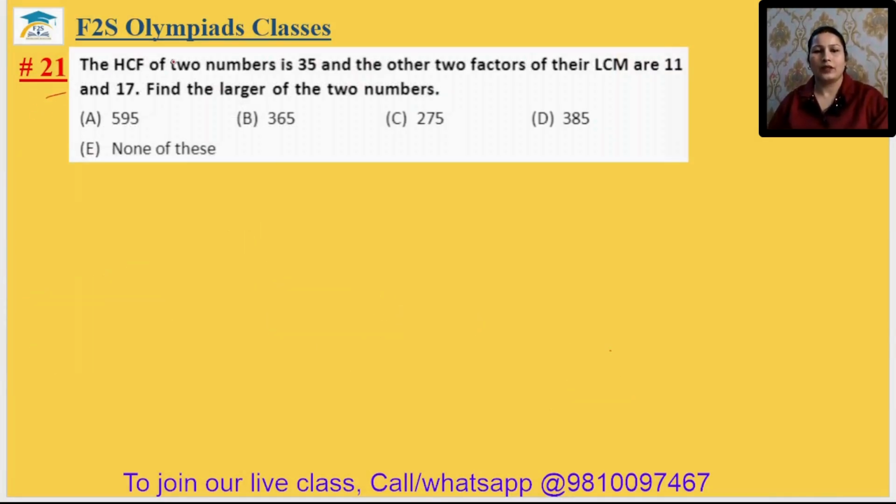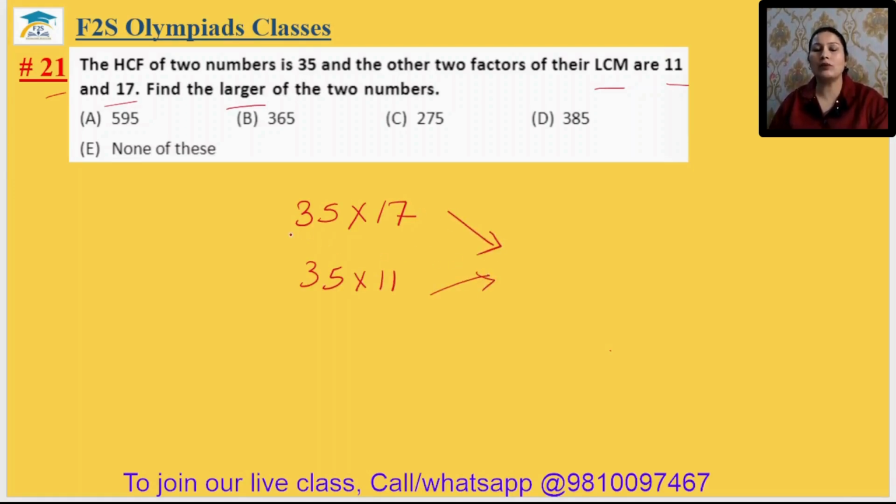Question number 21. The HCF of two numbers is 35 and the other two factors of their LCM are 11 and 17. Find the larger of the two numbers. The LCM factors given are 11 and 17, which means the LCM will be 35 multiplied by 11 multiplied by 17. But the question asks for the larger number among these two. So the larger number can be 35 multiplied by 17 or 35 multiplied by 11. These two numbers can be the possible answers.